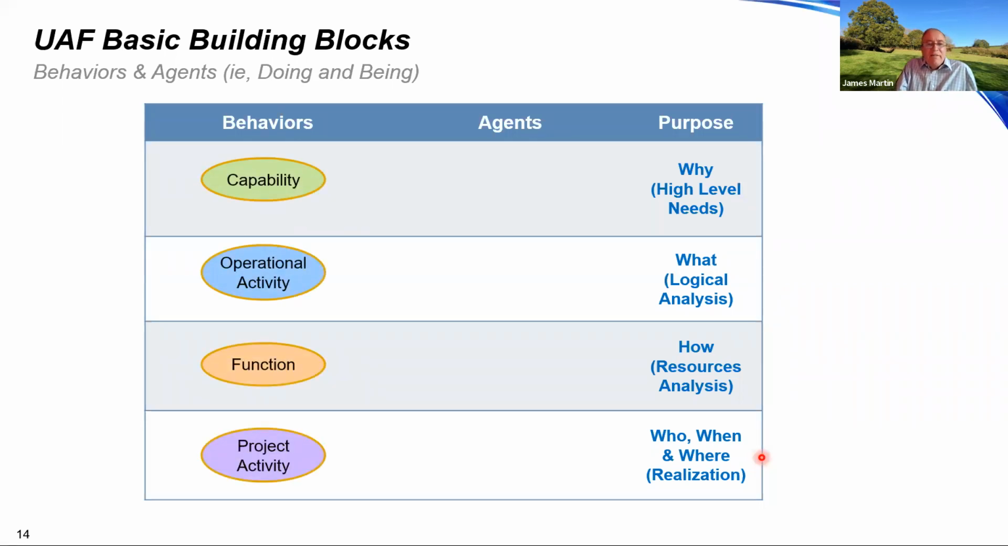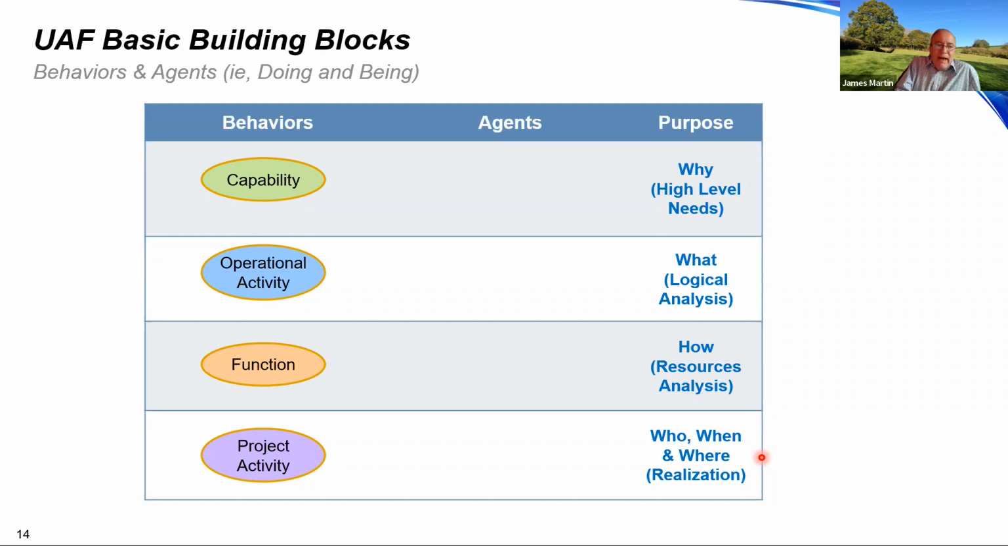So in UAF, there's four kinds of behavior. There's capabilities at the topmost level, and that deals with high-level needs for the enterprise, and that answers the question of why does the enterprise exist. Operational activities defines what's happening in the enterprise, and sometimes we call that logical analysis or logical architecture. The functional behavior, that's more central to what system engineers do. They have what they call functional analysis. In our case, we incorporate the functional analysis as part of the resource analysis, and that tells how you're going to solve the problem presented by the operational activities and to deliver those capabilities.